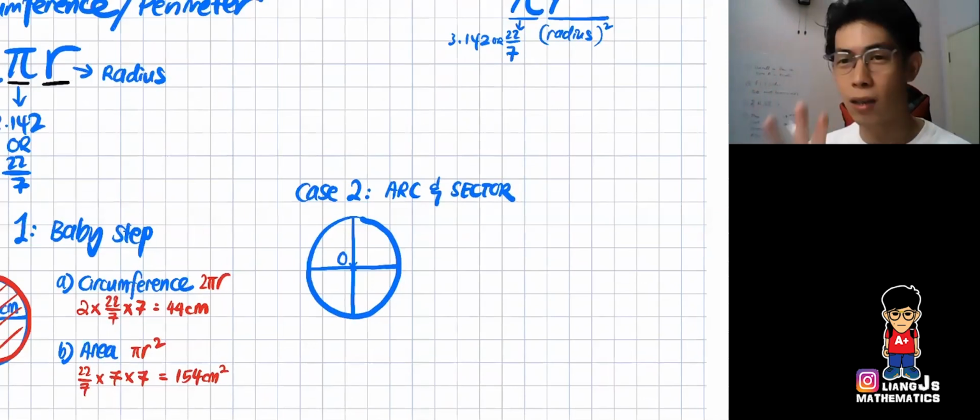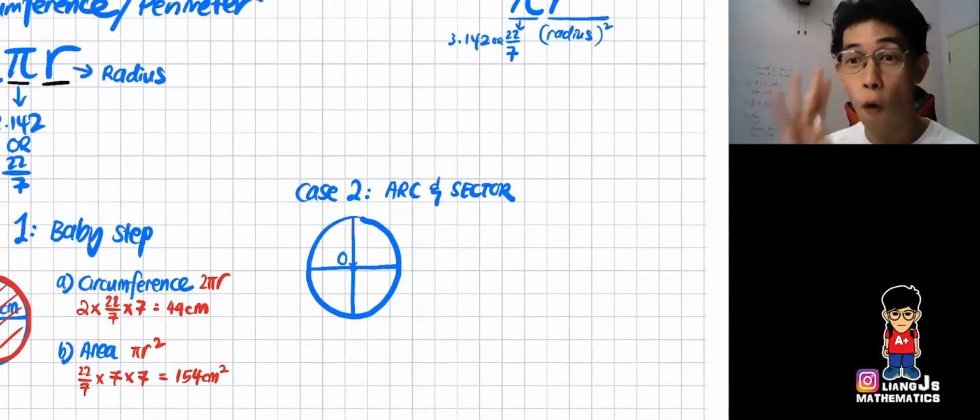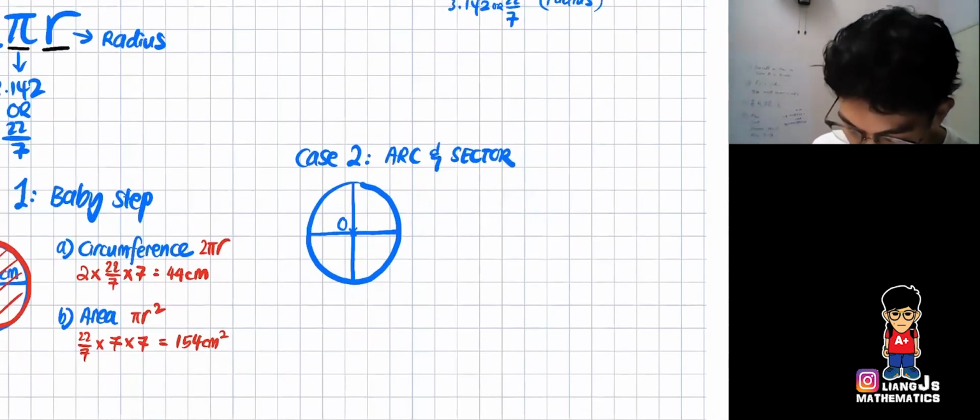Now, so this circle, what I do is I separate into 4 equal parts. So I put here separate.